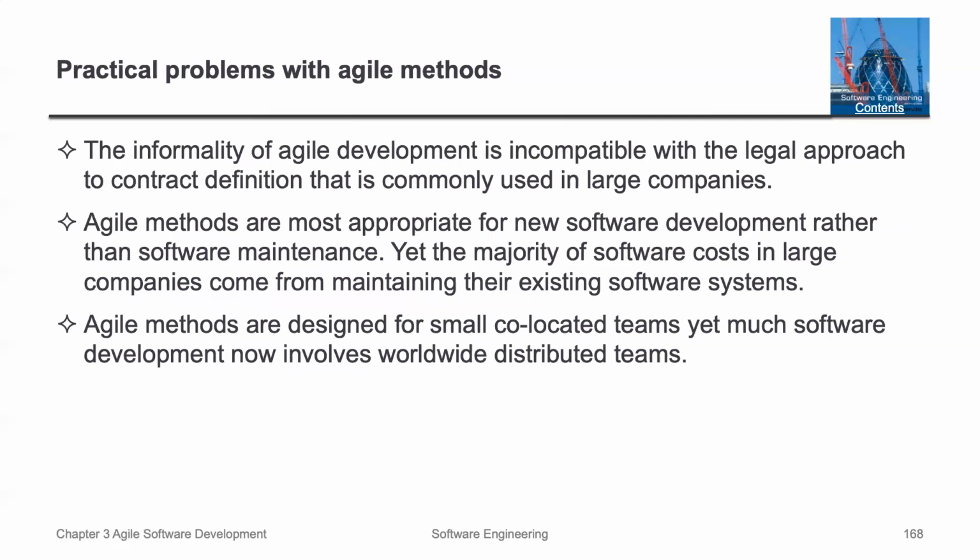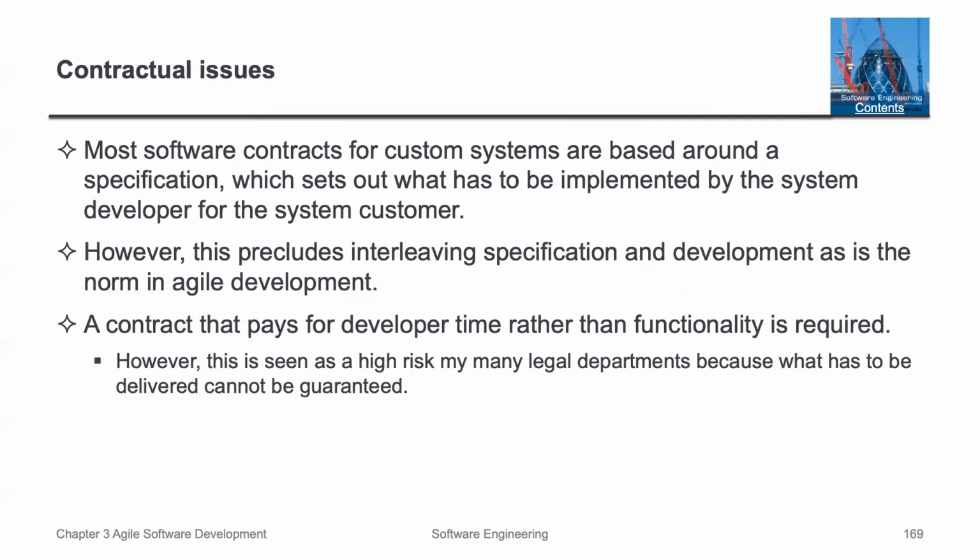So what are the practical problems with Agile methods? The informality of Agile development is incompatible with a legal approach to contract definition that is commonly used in large companies. Agile methods are most appropriate for new software development rather than software maintenance, yet the majority of software costs in large companies come from maintaining their existing software systems. So keep that in mind. Agile methods are designed for small co-located teams, yet much software development now involves worldwide distributed teams.